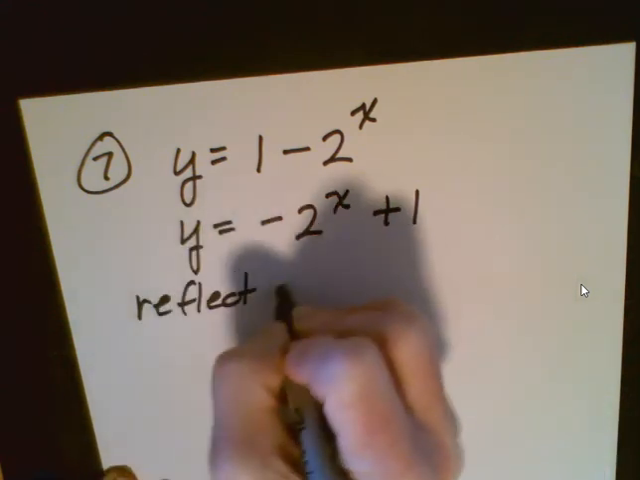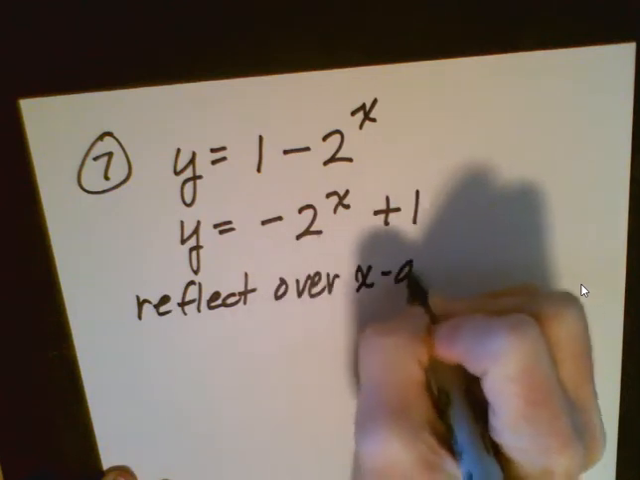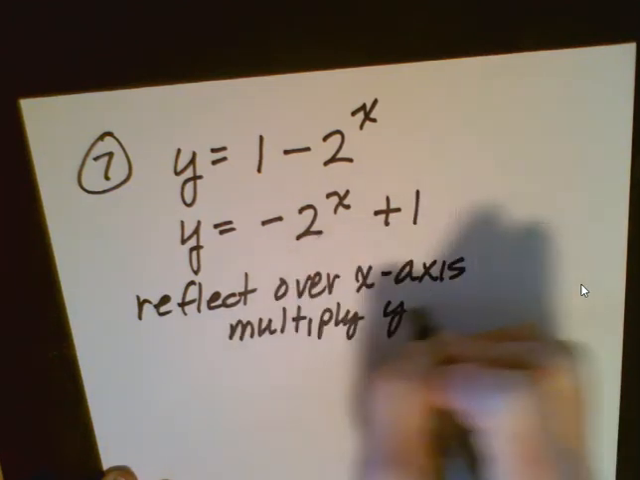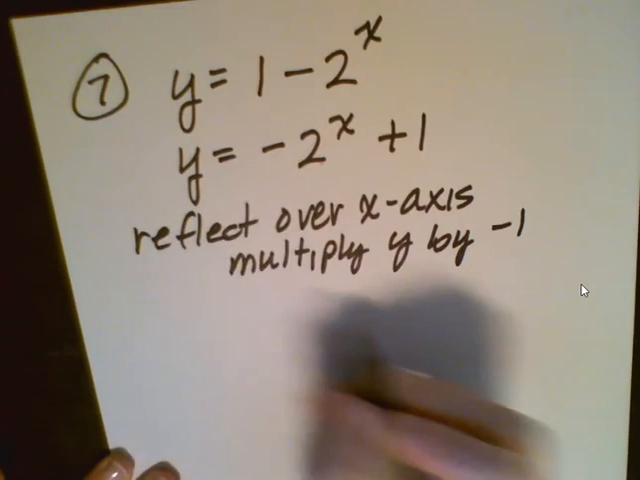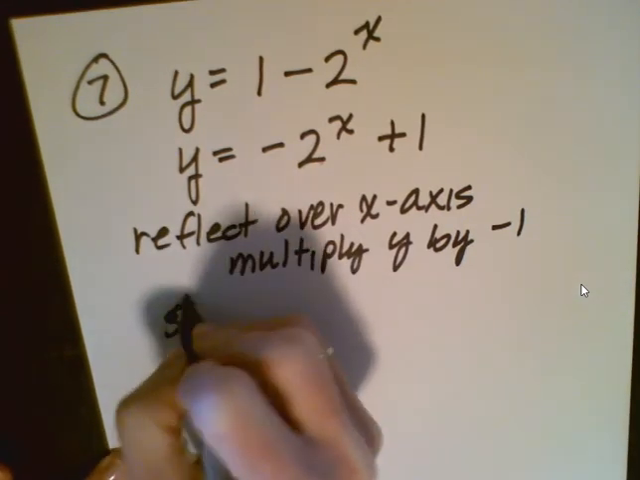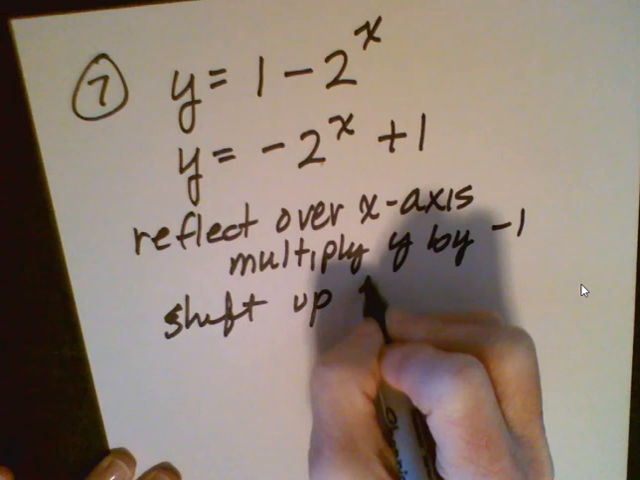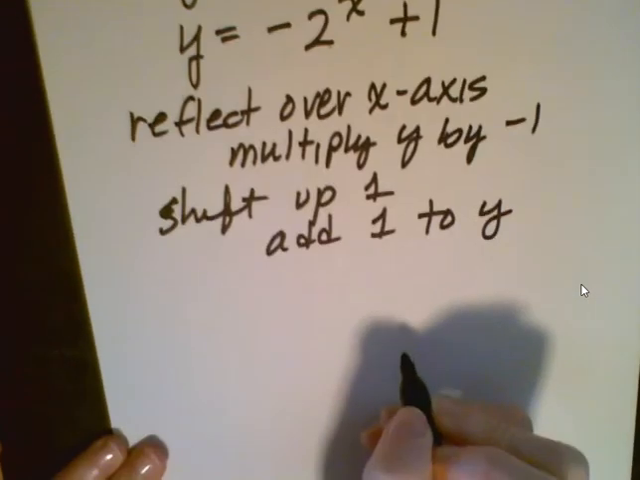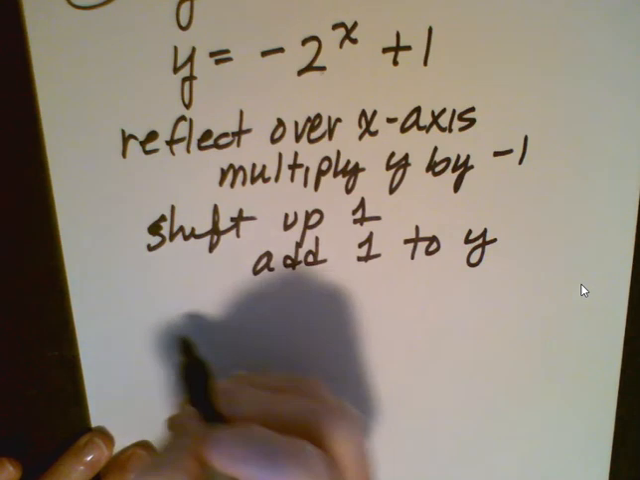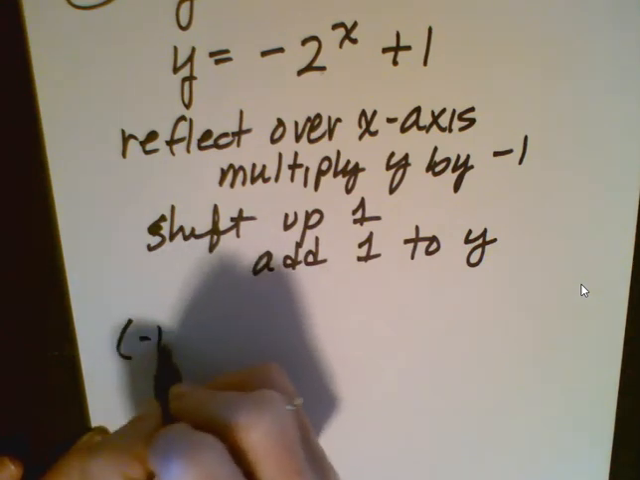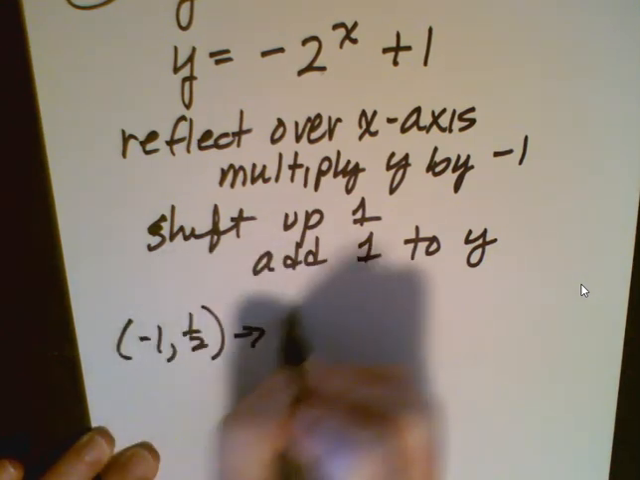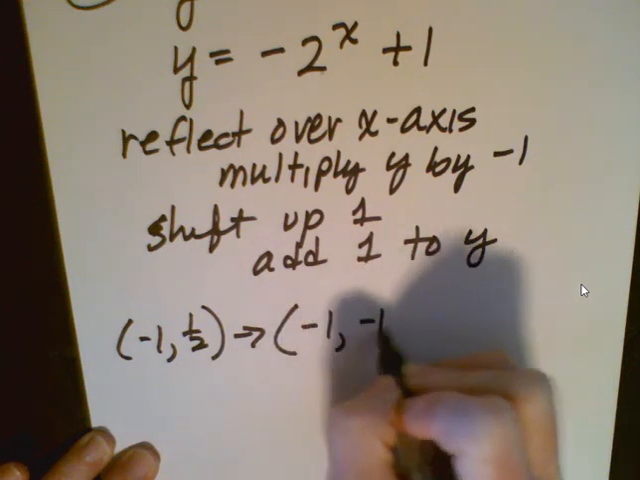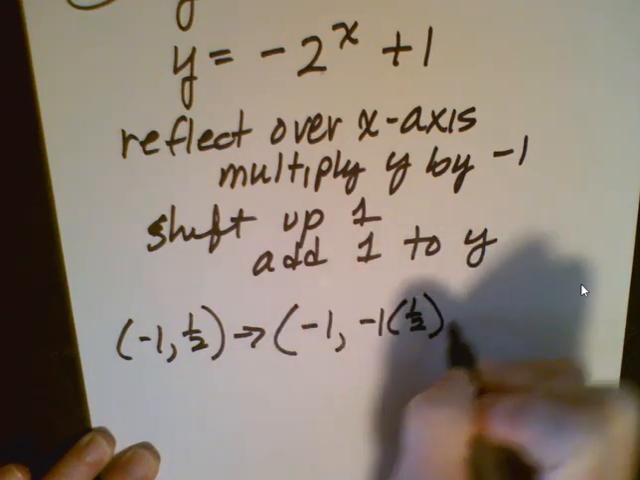Reflect over x-axis, that means multiply y by negative 1 and shift up 1, that means add 1 to y. So this time it's all affecting our y values. So our points again, we have negative 1, 1/2. We're going to multiply, so x isn't changing, everything's affecting y. Multiply our y by negative 1, and then add 1.